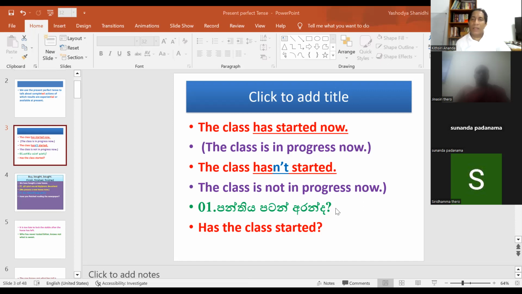The class has started. The verb is start and it is used in the past participle form after using has. The class has started now. When you say the class has started, the action is starting. The action is commencing. It is finished and gone to the past. The action is finished. But we can see the result. The class is in progress now. The class is going on now. So this is actually sort of immediate past where we can experience the result.